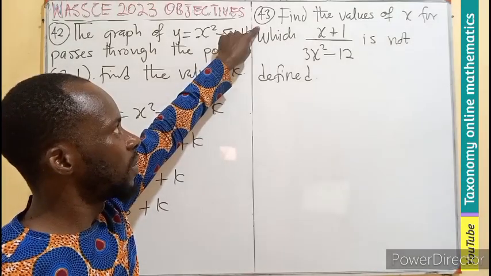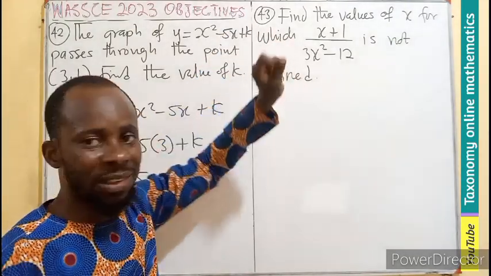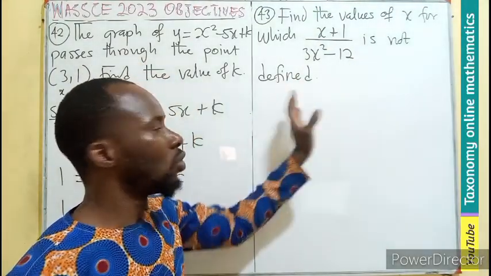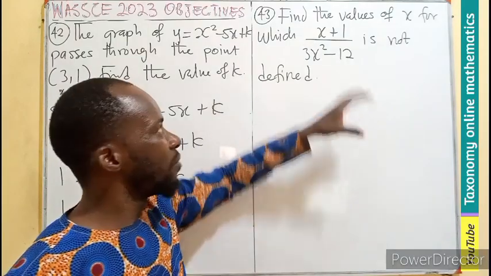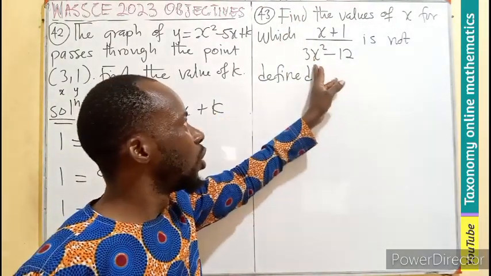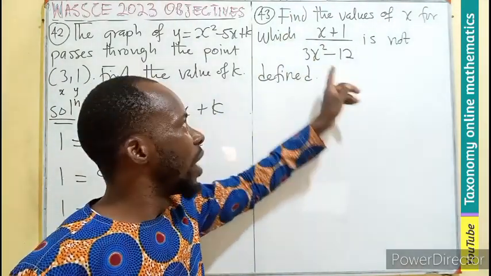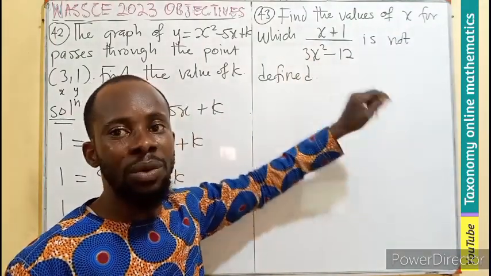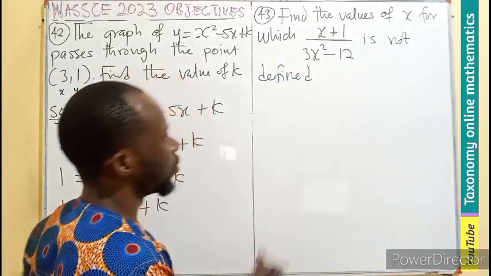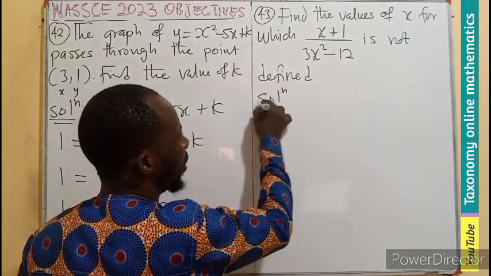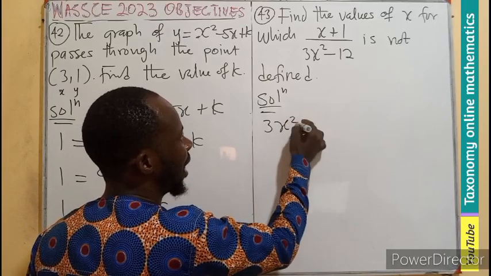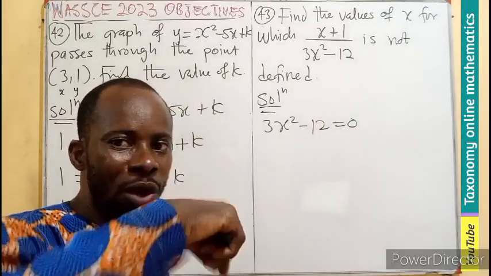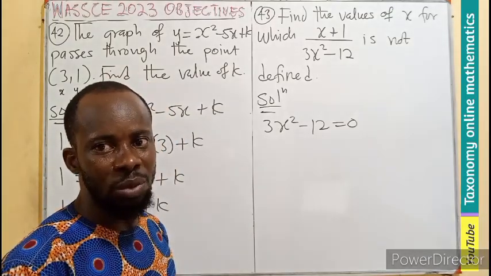Question 43. Find the values of x for which (x + 1) divided by (3x squared minus 12) is undefined. For this fraction to be undefined, the denominator must be 0. When x assumes a certain number that makes the denominator 0, the expression becomes undefined. So we are simply going to set the denominator equal to 0, so that we can find the values of x that make the expression undefined.